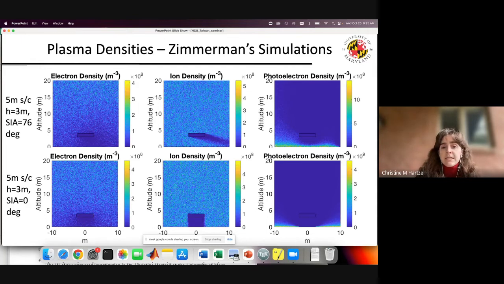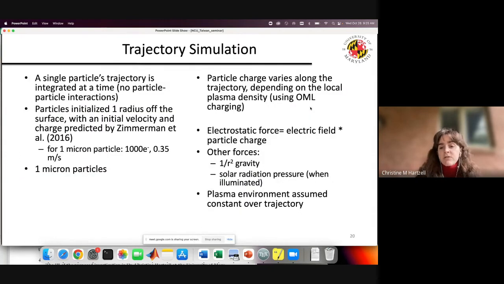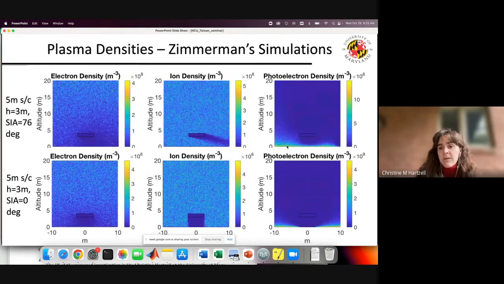We plot the electron density, the ion density, and the photoelectron density. Remember, the photoelectrons are emitted just from the surface. They're not being emitted from the spacecraft. So you can most clearly see the effect of the spacecraft in the ion density because the ions are very heavy, so they are not able to fill in the wake region behind the spacecraft. So this is the wake behind the spacecraft.